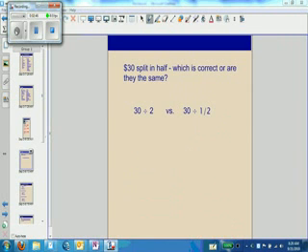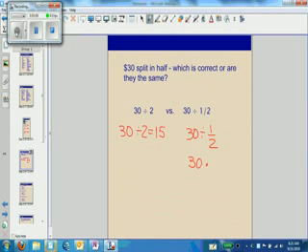This is another type of problem that I see kids getting confused with. So here I have $30 split in half. Which is correct, or are they the same? 30 divided by 2 versus 30 divided by 1/2. 30 divided by 2 is going to give me 15, which is clearly half of 30. 30 divided by 1/2 is not the same. 30 divided by 1/2 is actually the same thing as 30 times 2, which is 60. So those are not the same problems.